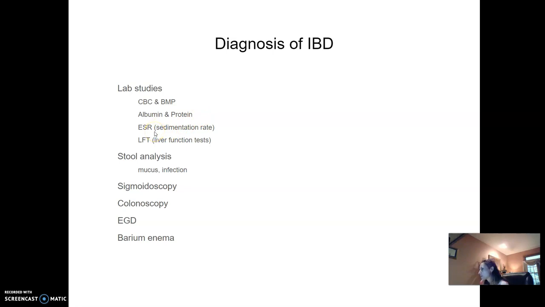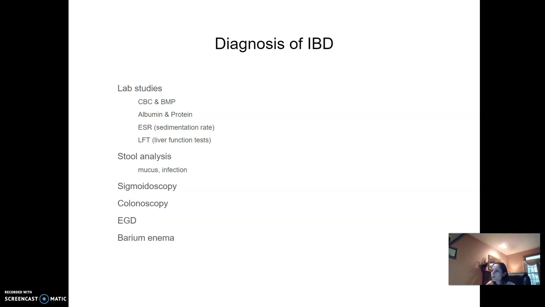Sedimentation rate tells us if there's inflammation going on inside of the body. It's pretty non-specific, but it will be elevated because of all that inflammation in the bowel. You may see LFTs high if they have inflammation in their bile duct. That's called cholangitis, so that can raise the liver functions. We may take a look at the stool just to see if there's any mucus or infection in there or anything else that could be causing this massive amount of diarrhea, like C. diff, for example. We want to rule out anything else.